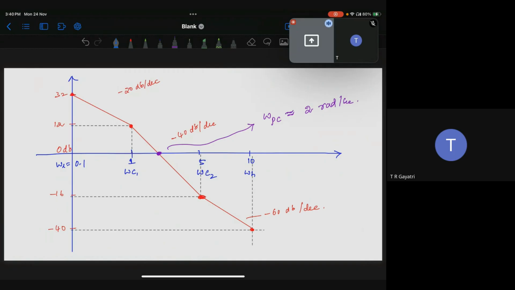Okay, similarly we can find the gain crossover frequency. Sir, sorry, this one is the gain crossover frequency, no, sir? Yeah, this is the gain crossover frequency.